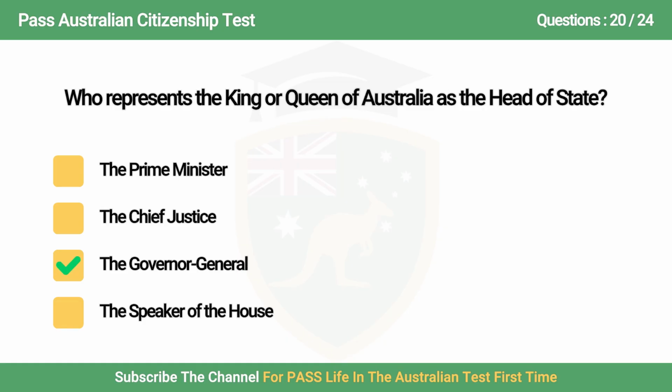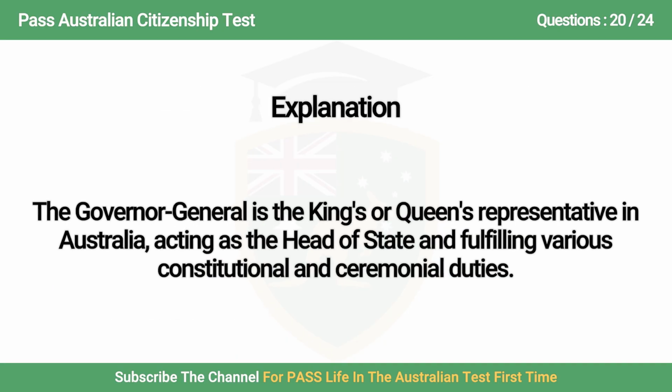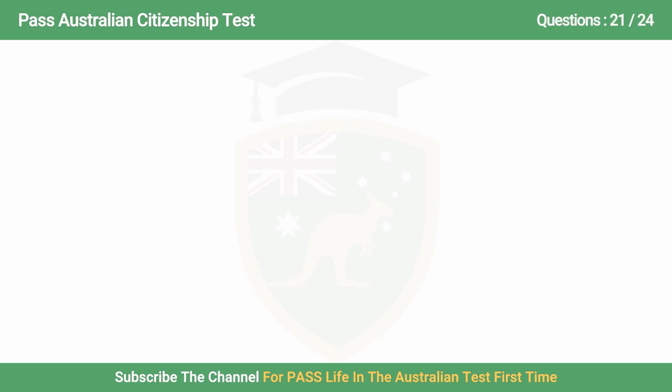Answer is C. The Governor-General is the King's or Queen's representative in Australia, acting as the head of state and fulfilling various constitutional and ceremonial duties. Question 21.